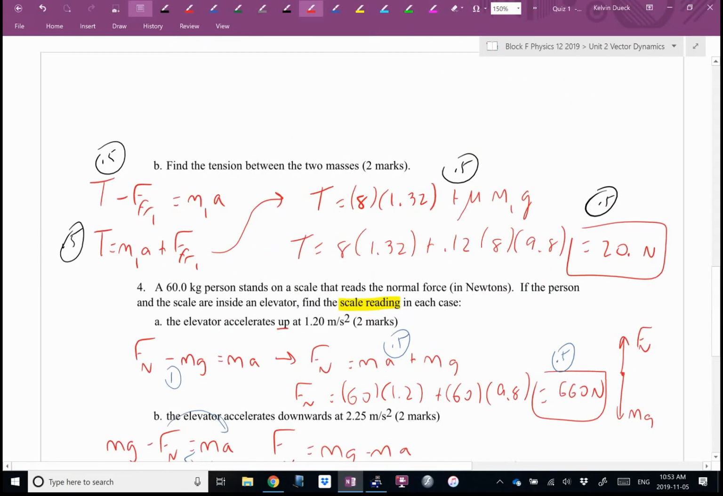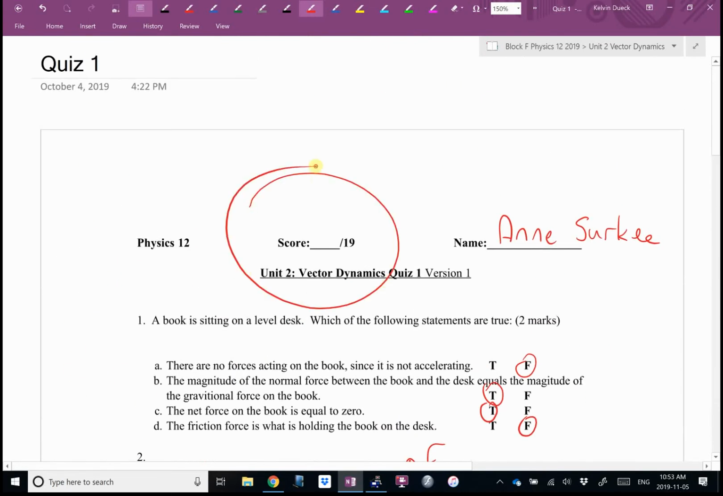Can you give yourself a lovely score, please, out of 19? If you need to lawyer with me, now is the time.